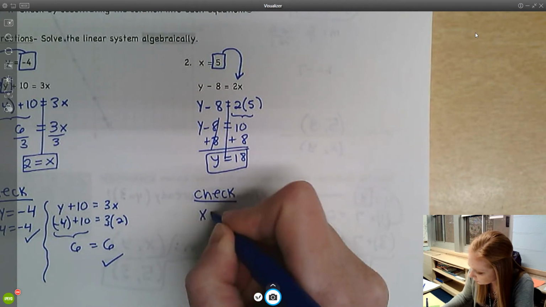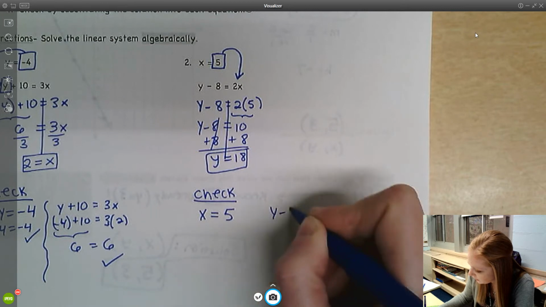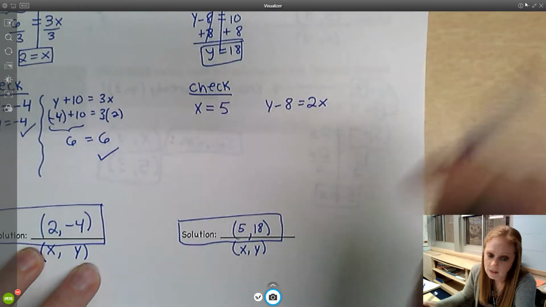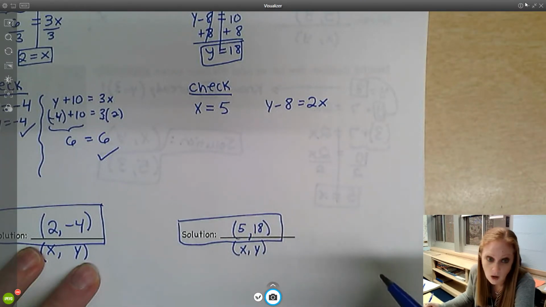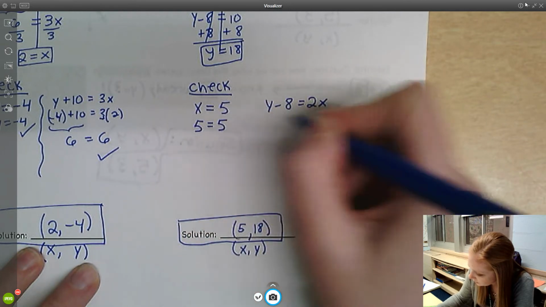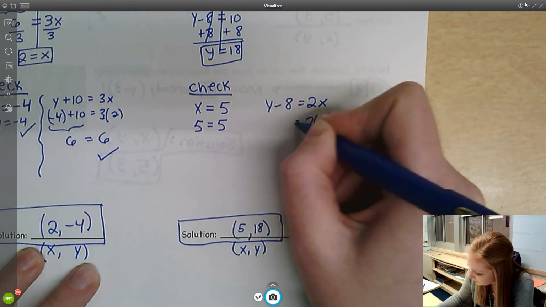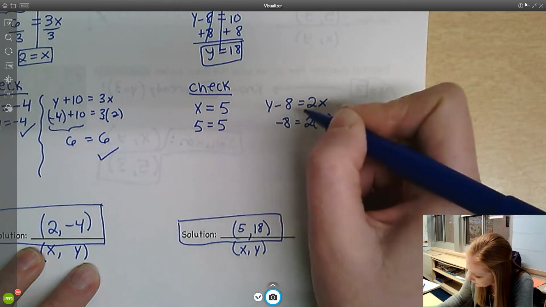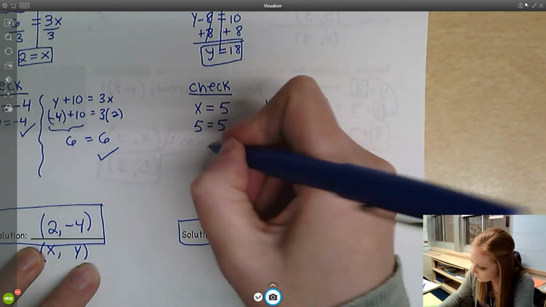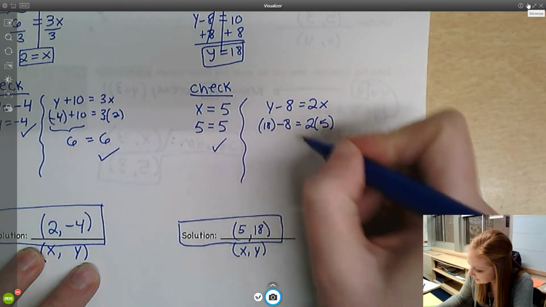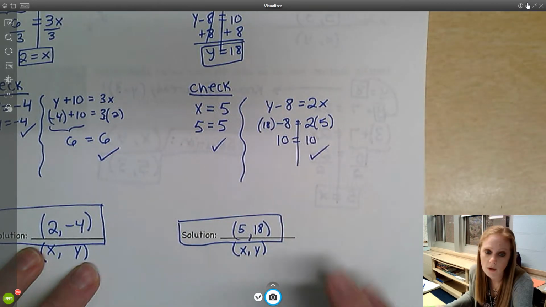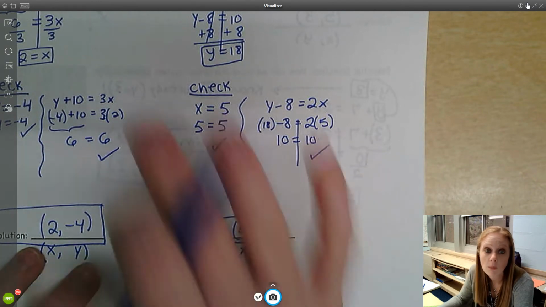To check it, we rewrite both equations: x equals 5 and y minus 8 equals 2x. Then let's plug in our solution. We think that x is 5 and the y value is 18. Let's plug in a 5 wherever we see an x, and an 18 wherever we see a y, and let's see if they check. Well, 5 equals 5, that one checks. 18 minus 8 is 10. 2 times 5 is 10, so that equation checks as well. So the point 5, 18 is on both of those lines.